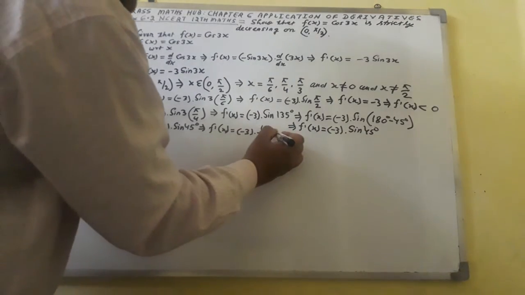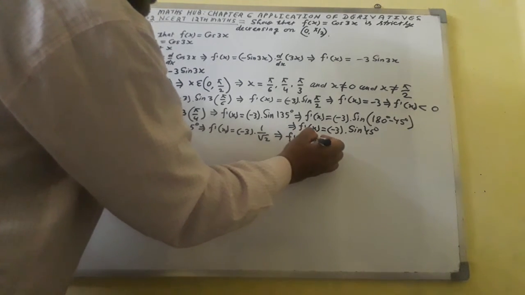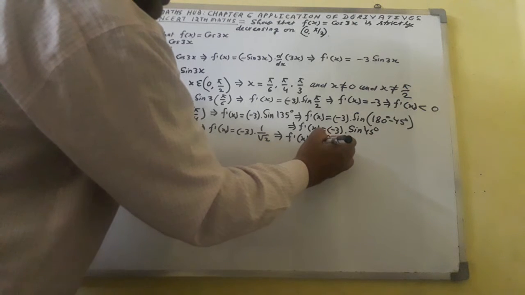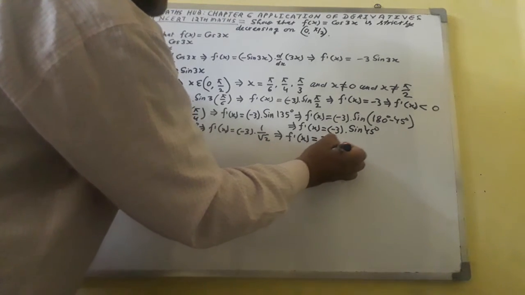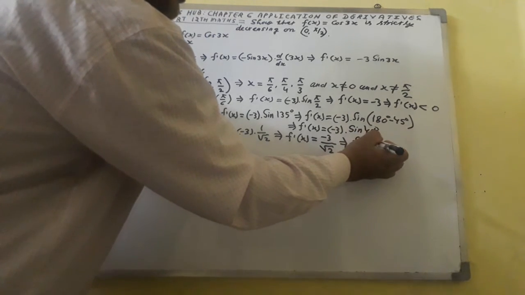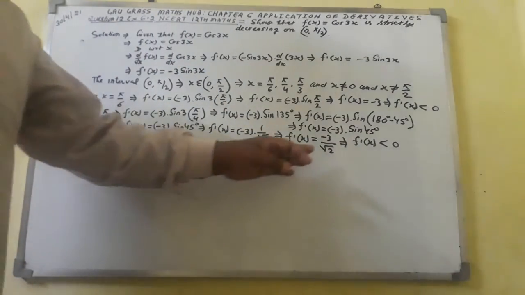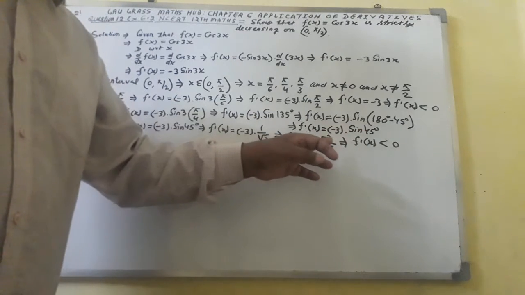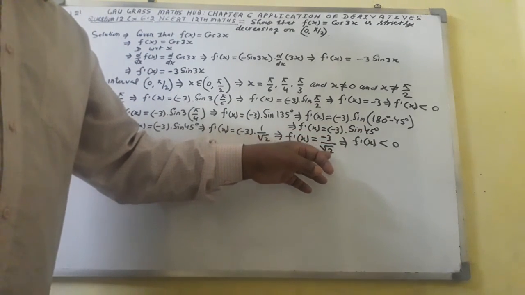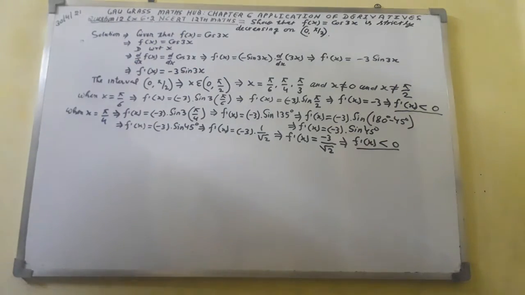Again you have got f dash of x equal to minus 3 over under root 2. Again you have got f dash x less than 0, because minus 3 over under root 3 is less than 0. So this term you have got less than 0.